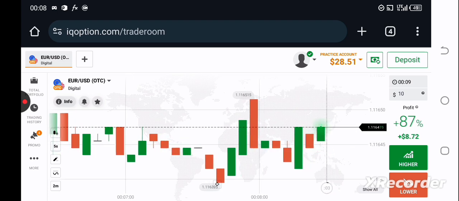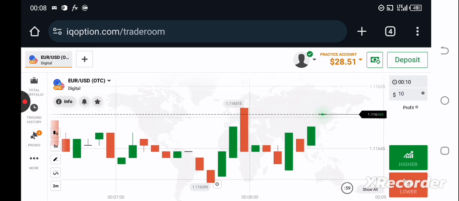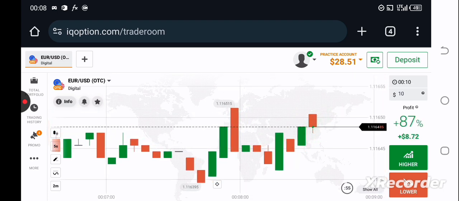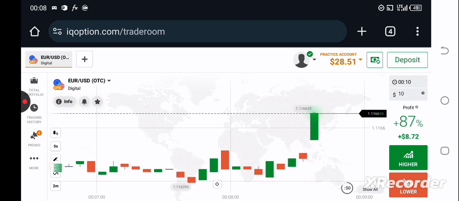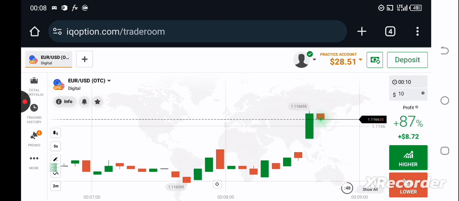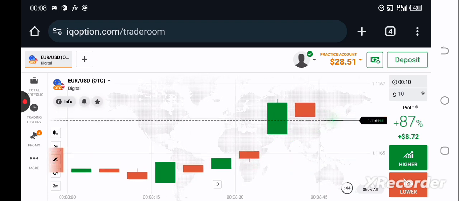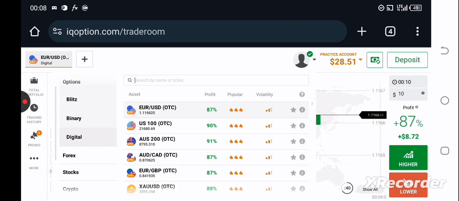So you can see these are 5 seconds candles. You can see how fast they are moving. You can see how fast they are forming. Right now we are not seeing much rejection in this particular chart. That's why the candles are forming without any wicks, or you can see tiny little wicks above. Let me change this currency pair.